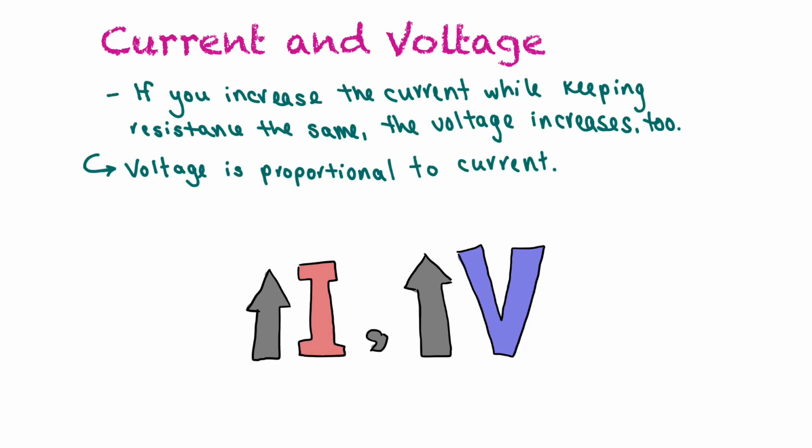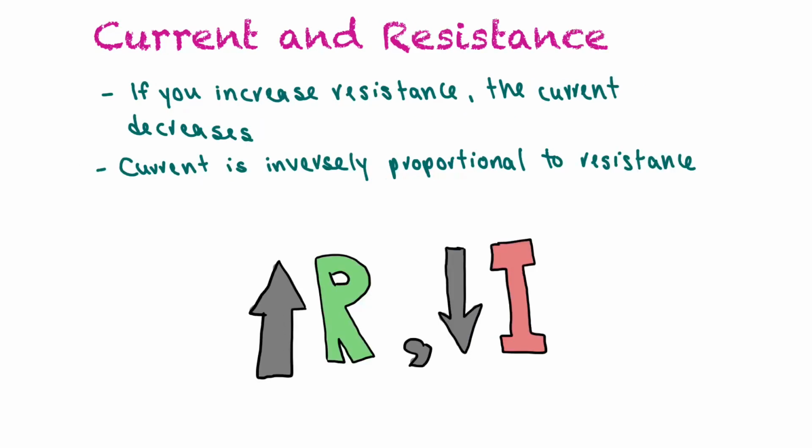So current and voltage. If you increase the current while keeping the resistance the same, the voltage will increase too. So that's saying that voltage is proportional to current. Now, if you increase the resistance, the current actually decreases. And that kind of makes sense because remember, resistance is the force that's trying to slow down electrons, and current is the speed of the electrons. So if you're doing something to slow down the electrons, they're not going to travel as fast. So current is said to be inversely proportional to resistance.